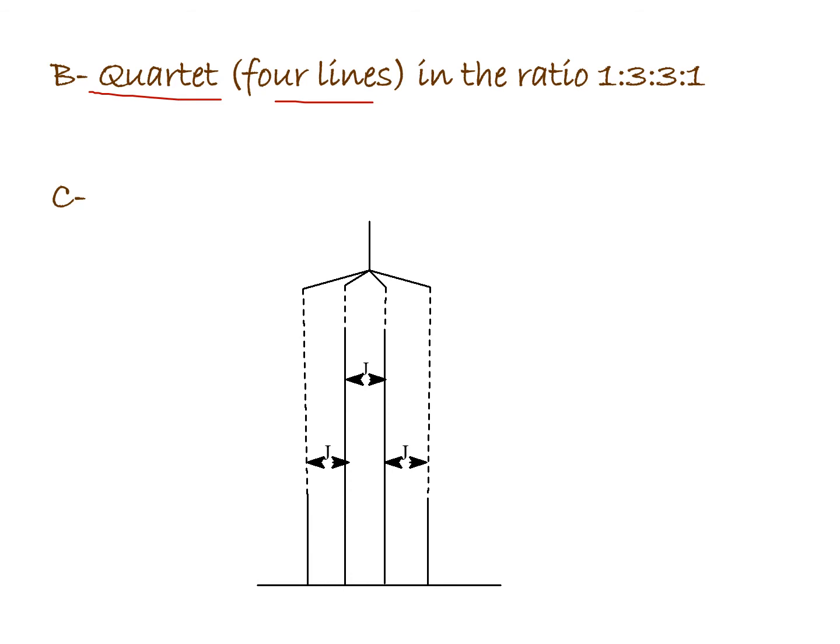Quartet, 4 lines, 1 to 3 to 3 to 1. And how to draw it? We draw this, and the J between lines are the same. The J value, this is equal to this, the J value, okay?